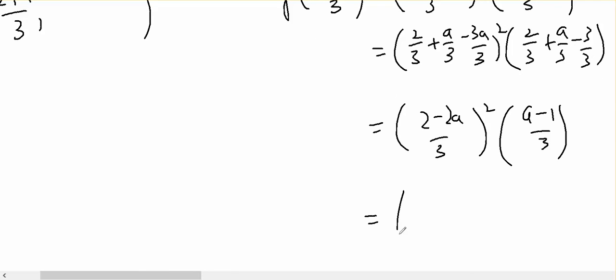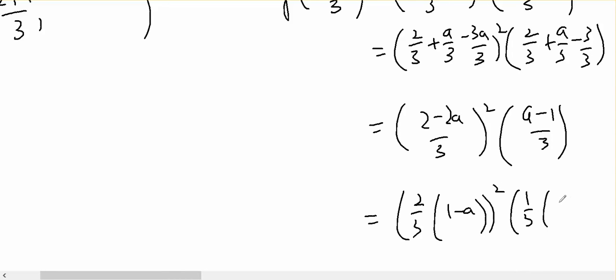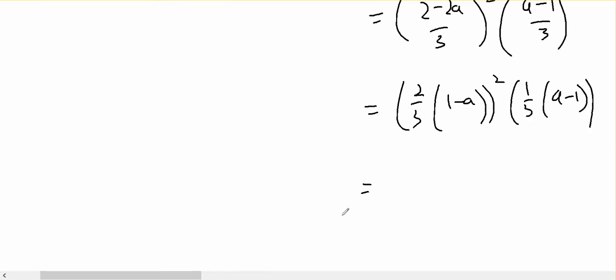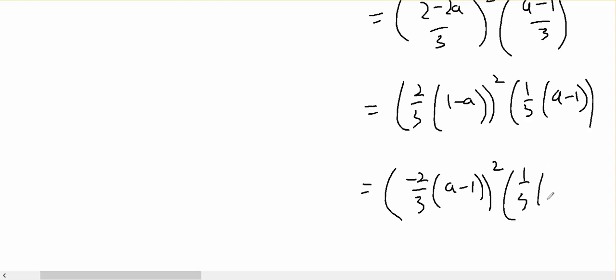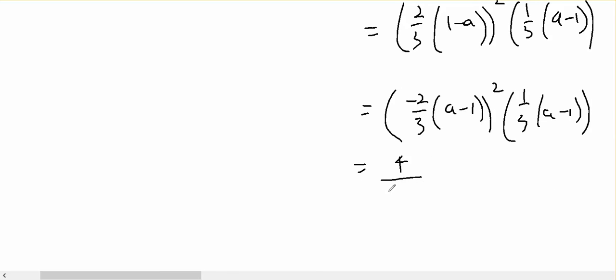which is going to be 2/3 (1 minus a) squared, 1/3 (a minus 1). Which is the same as minus 2/3 (a minus 1) squared. So I've taken the negative out of there, so I can combine it with this one over here, times 1/3 (a minus 1). And when I square these, I get 4 on 9 times 3, 27 (a minus 1) cubed.